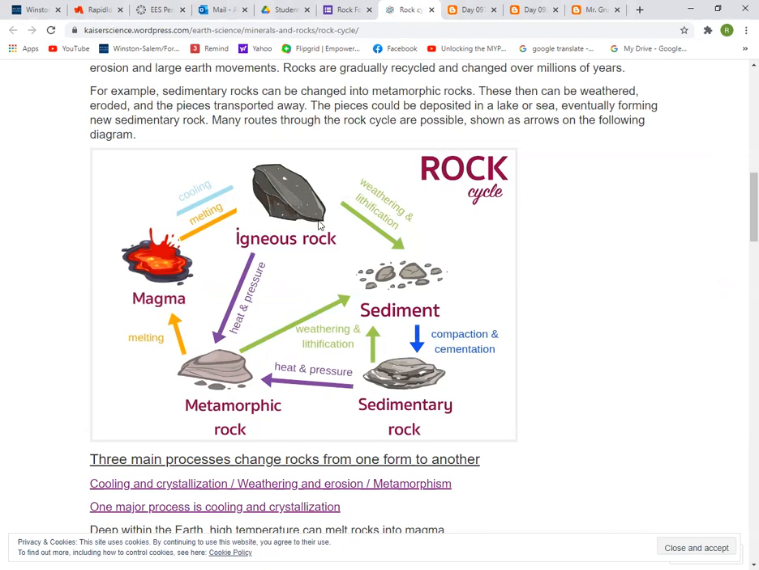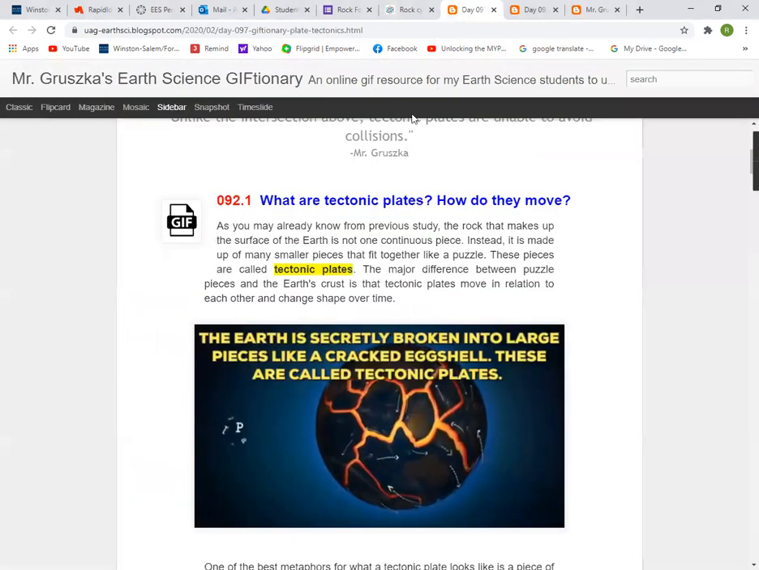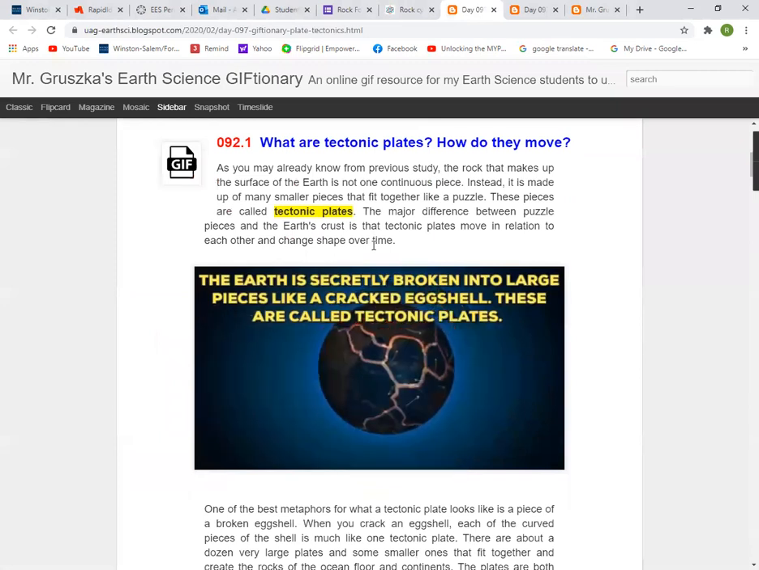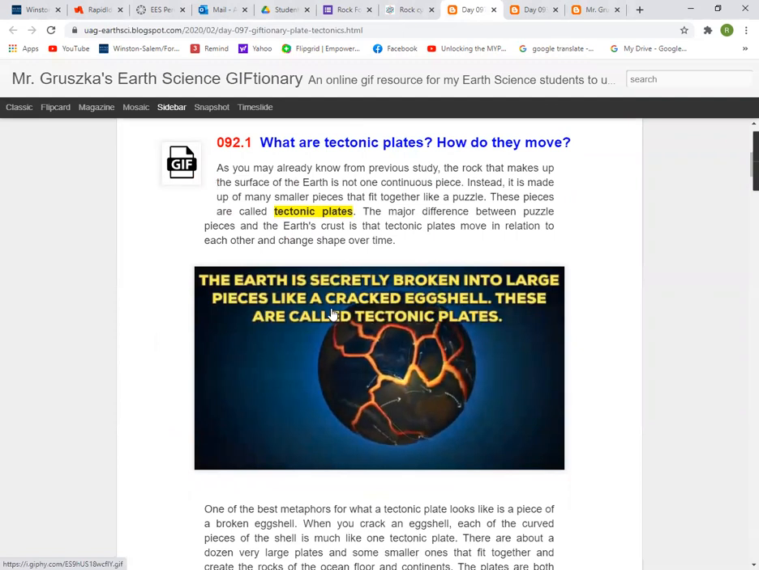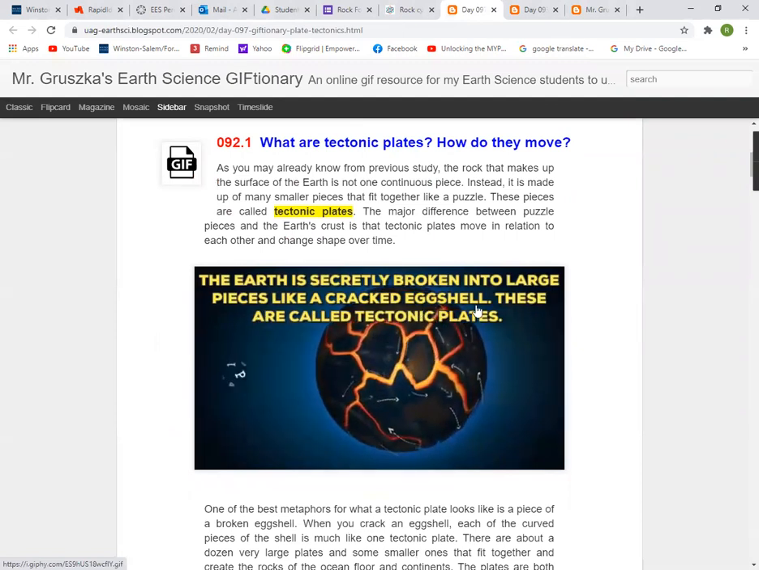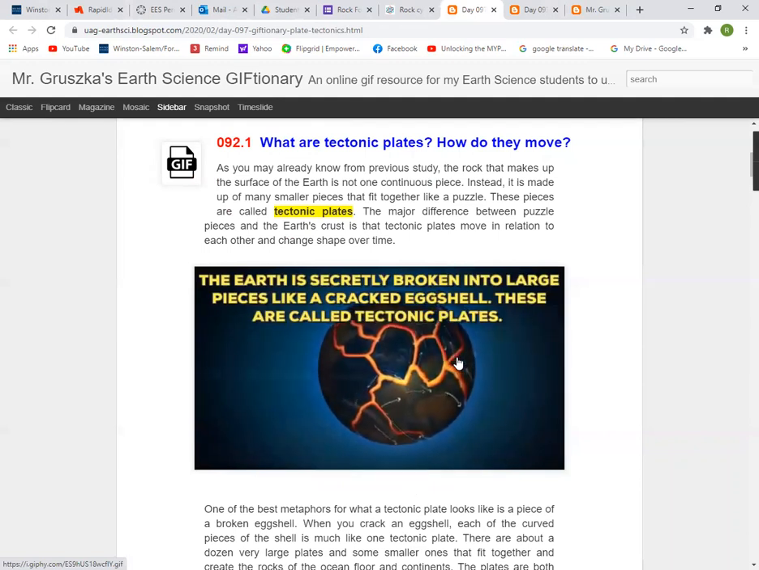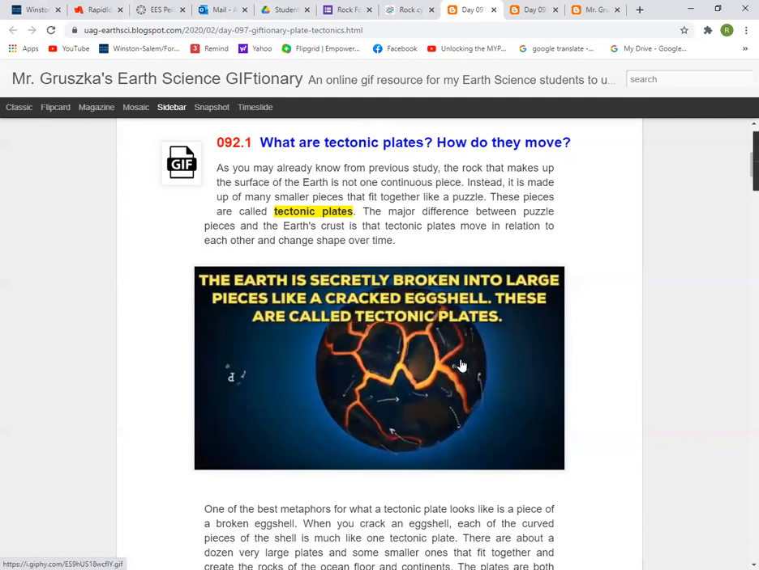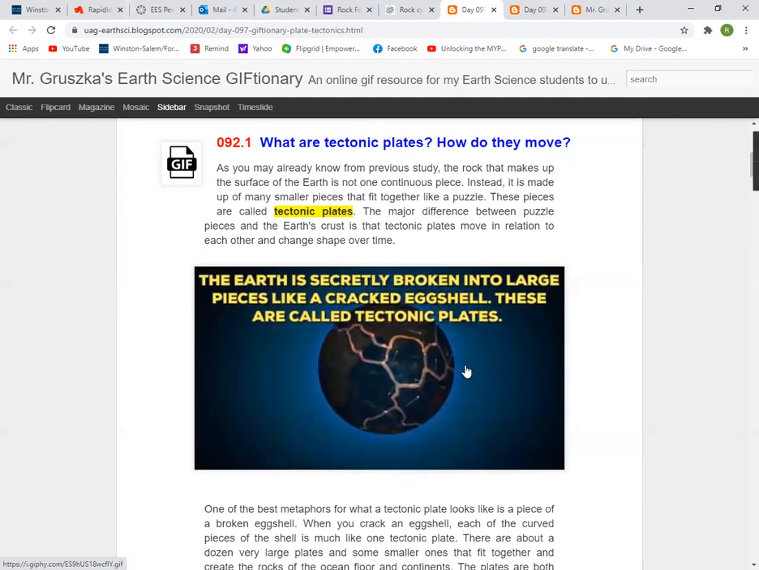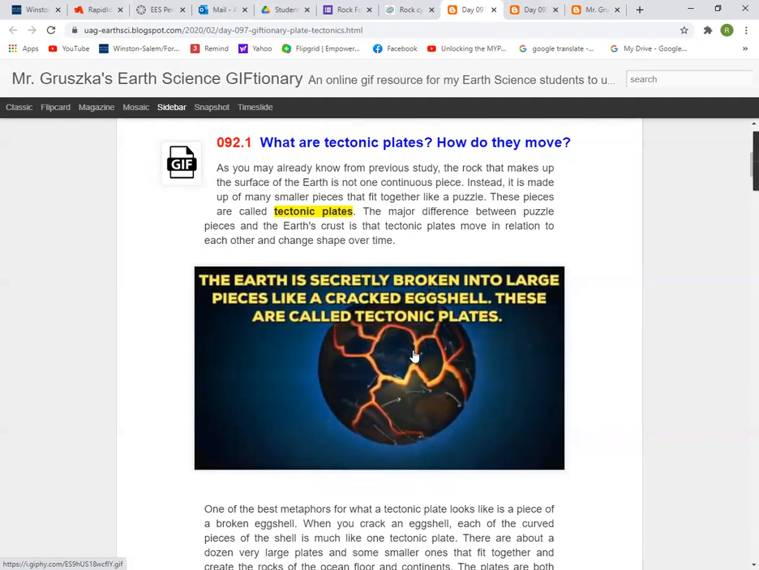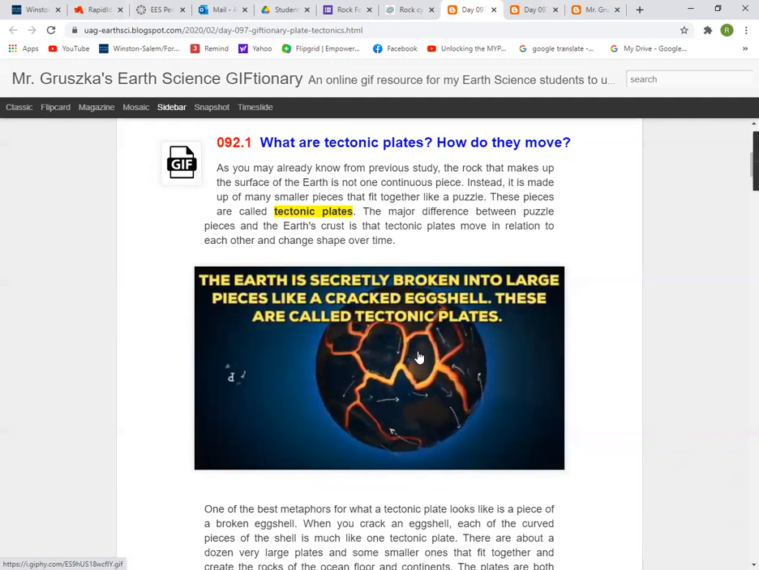So you might be asking, how can a rock get melted? One way for a rock to get melted is to remember that the earth is broken into large pieces like a cracked eggshell. These are called the tectonic plates. We have a lot of tectonic plates on earth, but the major tectonic plates are, for example, the North American plate, which is a major tectonic plate. Of course, there are smaller tectonic plates within it, but generally it is one of the biggest ones.